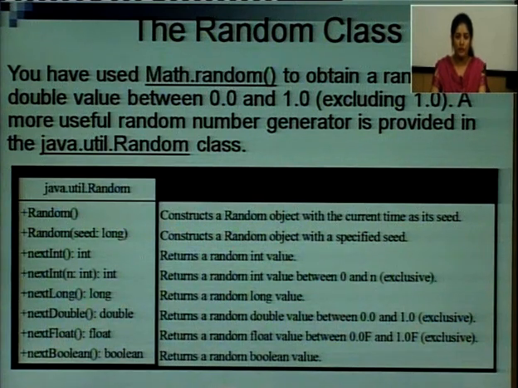nextLong() will return a random long value. nextDouble() will return a random double value between 0.0 and 1.0. Similarly, nextFloat() returns a random float value between 0.0f and 1.0f. nextBoolean() returns a random boolean value. Boolean values are always given as true or false. So this is the Random class and the different methods of that Random class.